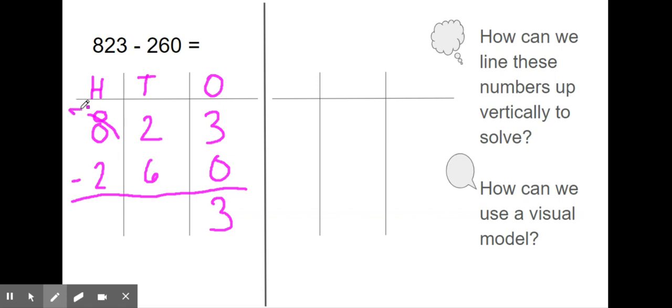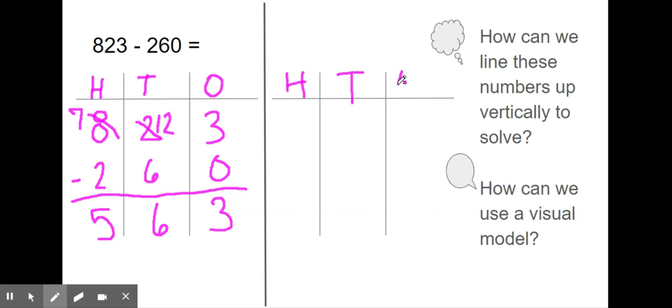So that means I'm going to have to unbundle. So I'm going to unbundle 100, and I'm going to give it to my 10s. So now I have 12 10s. So 12 take away 6 is 6, and then 7 take away 2 is 5. So I have 563.